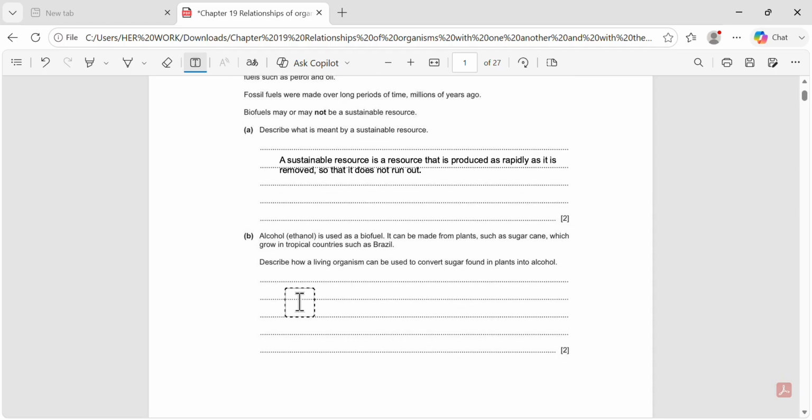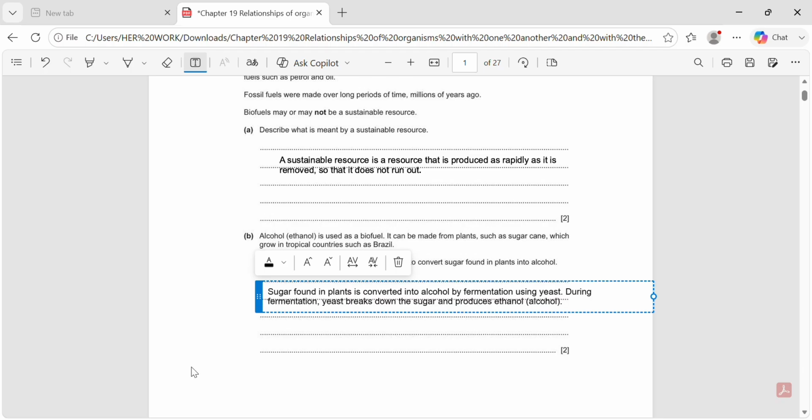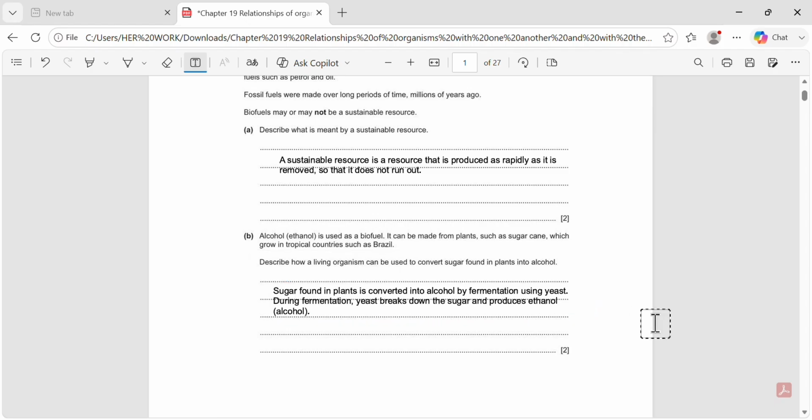Yeast carries out fermentation, where it breaks down the sugar from plants in the absence of oxygen. During this process, the sugar is converted into ethanol or alcohol and carbon dioxide. Therefore, the answer we write is, yeast is used to ferment the sugar from plants under anaerobic conditions, producing ethanol, which is alcohol and carbon dioxide.